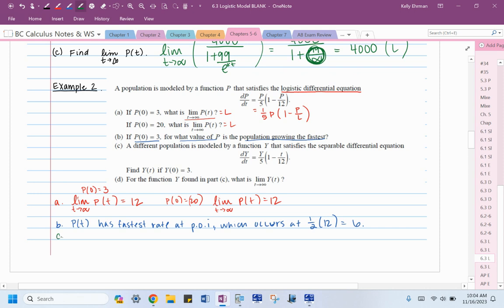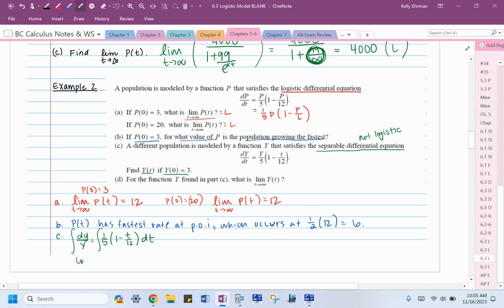Now, part C says a different population is modeled by a function y that satisfies the separable differential equation, not logistic. That means that this is not just carrying capacity and whatever. This is just a separate, integrate, celebrate scenario. Find y of t if we have this initial condition. So we need to divide y to the other side. I'm going to leave the 1/5, 1 minus t over 12 dt to that side.